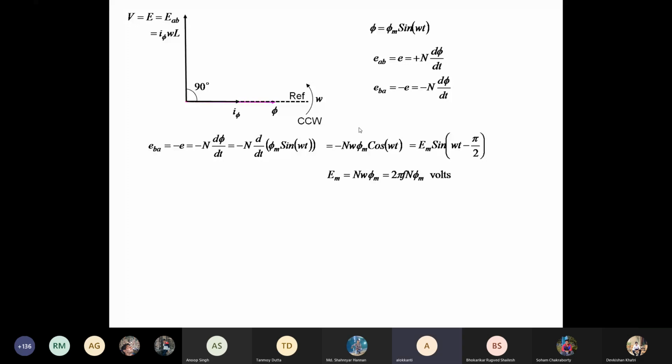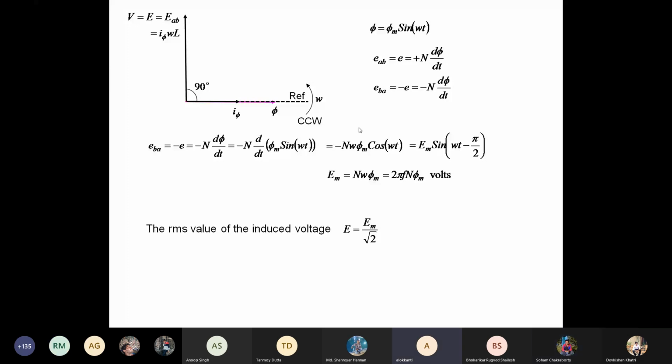Again, Em and all this are basically substitutions. So the RMS value of the induced voltage, what will be the RMS value? It will be the maximum value divided by root 2. So the RMS value of the induced voltage is basically equal to Em by root 2. Clear? Yes, sir.